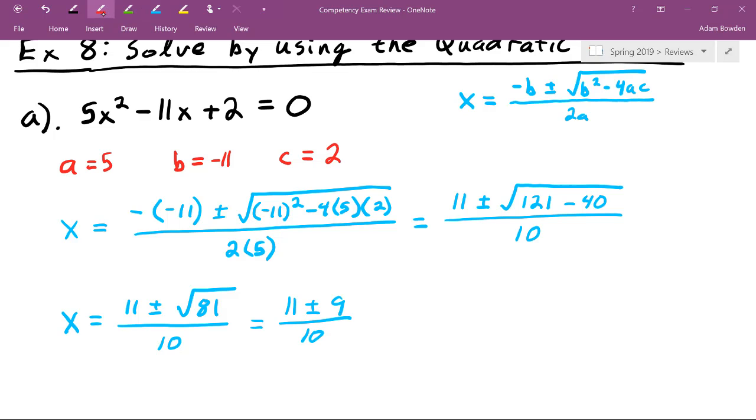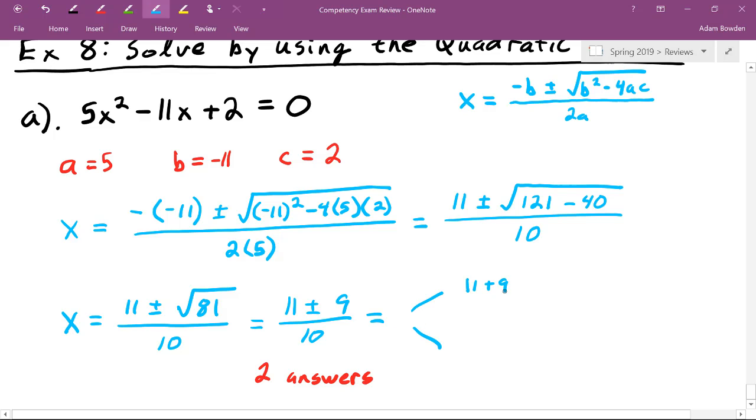Now what we're going to have are two answers based on the fact that we have this plus or minus in the middle. What we'll have here is equal to one of two things, 11 plus 9 over 10 or 11 minus 9 over 10. So we have to break it down into the two different cases.